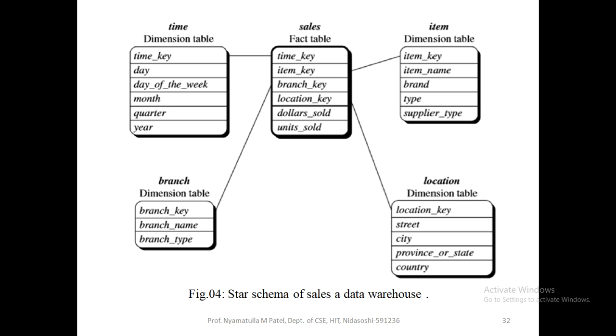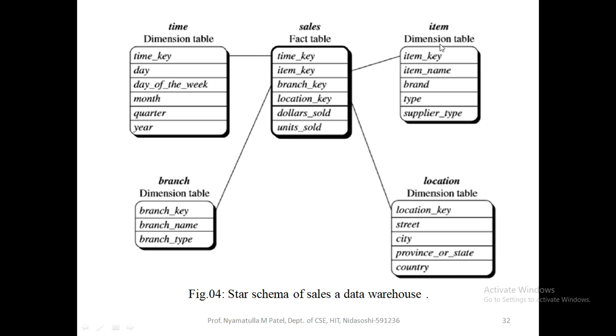To minimize the size of the fact table, dimension key identifiers are used. So these are all system generated identifiers: the item key, time key, branch key, location key. Notice that in the star schema, each dimension is represented by only one table, and each table contains a set of attributes.